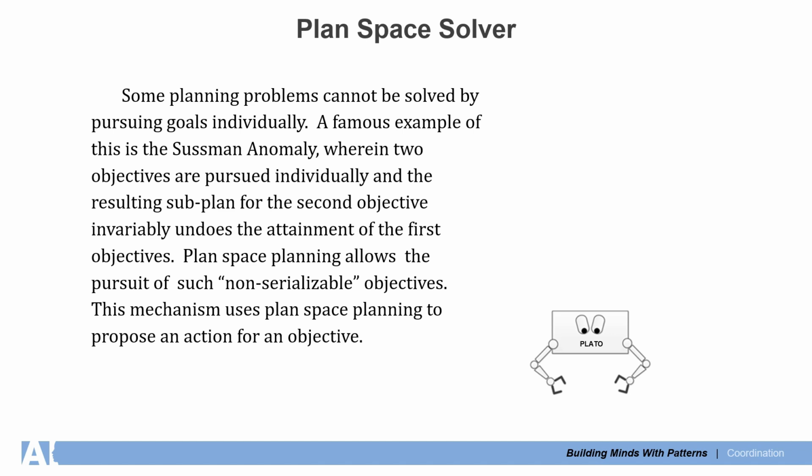Some planning problems cannot be solved by pursuing goals individually. A famous example of this is the Sussman anomaly, wherein two objectives are pursued individually, and the resulting subplan for the second objective invariably undoes the attainment of the first objective. Plan space planning allows the pursuit of such non-serializable objectives. This mechanism uses plan space planning to propose an action for an objective.